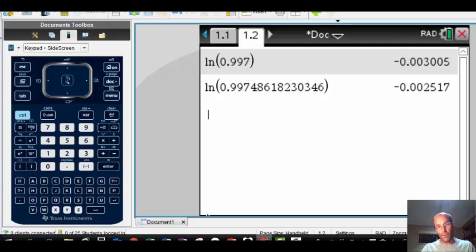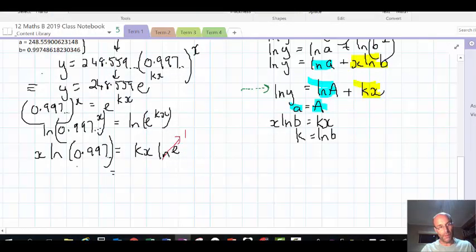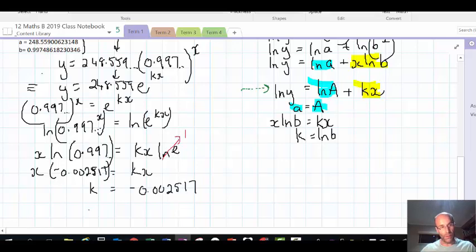So we got negative 0.002517, so negative 0.002517, got that there, equals kx. So you shouldn't say we're dividing both sides by x, because when x is 0 you're dividing by 0. Don't say that, but that equates k with negative 0.002517, and so we have to update our expression.